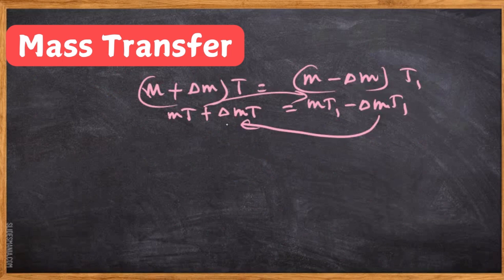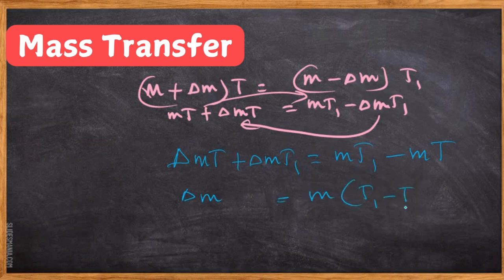Right. So now we get delta MT plus delta MT1, and on the other side we have MT1 minus MT. So we need to make delta M the subject here. So delta M equals M times (T1 minus T) divided by (T plus T1). I hope you can see it. So M(T1 minus T) over (T plus T1).